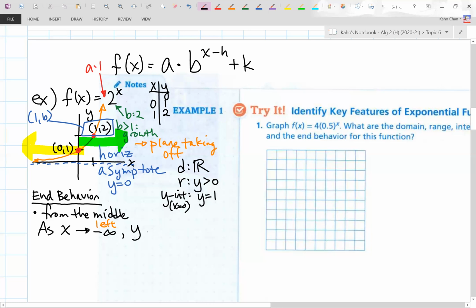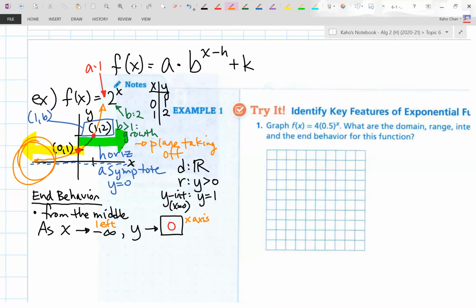The y value approaches what? Would be a blank. In this case, it approaches 0. That's the actual equation for the horizontal asymptote, or the x-axis. Sometimes it approaches a number. In this case, it's 0. See right there? Going to the left, the y value approaches 0, but it will never reach it. It'll never hit 0, though. It's approaching it, okay? So keep that in mind. This is a calculus concept, actually, for certain types of graphs.